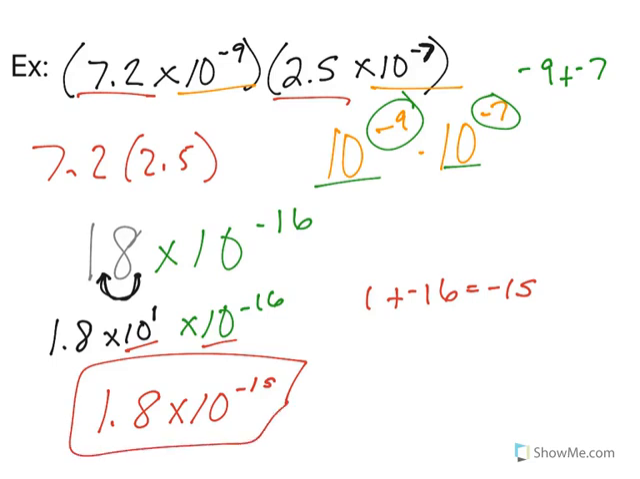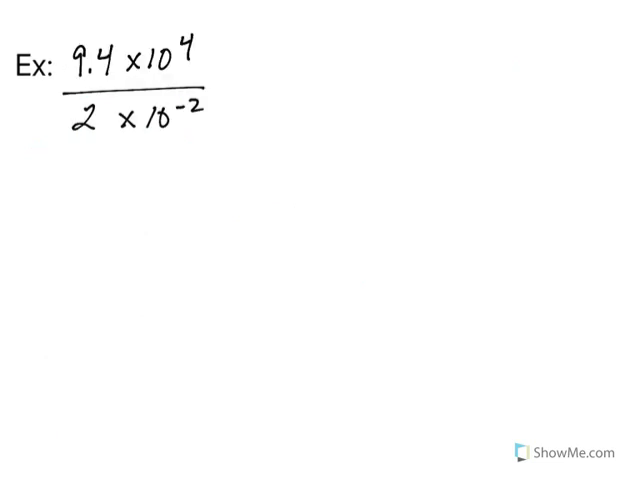So I wanted to do an easy example of multiplication, meaning it's already in scientific notation when we finish, and then a hard example, which means you have to change it to scientific notation. Now let's divide, same idea. If we're dividing 9.4 times 10 to the 4th divided by 2 times 10 to the negative 2nd, first, same idea, play with your non-base 10 numbers. So 9.4 divided by 2 is 4.7.